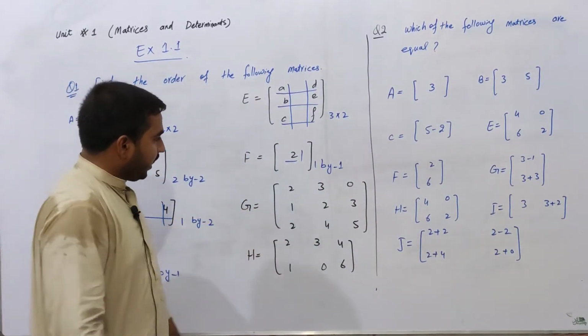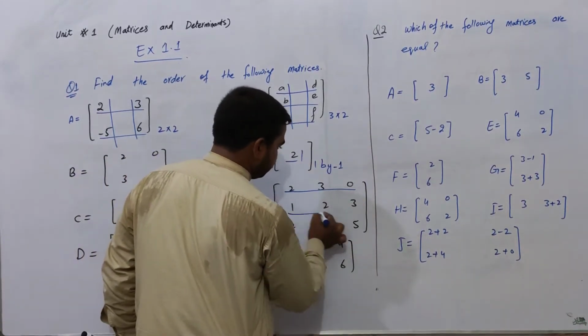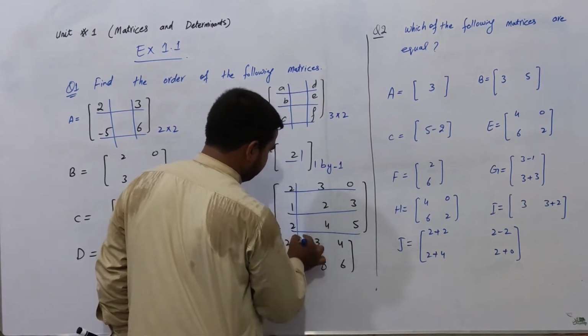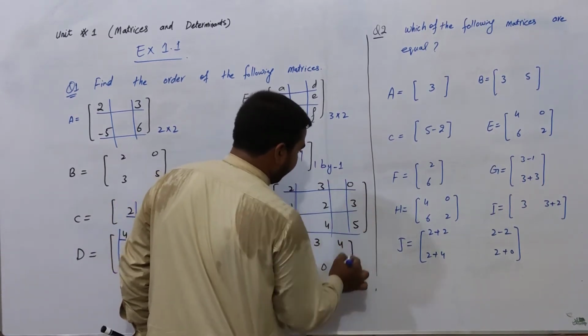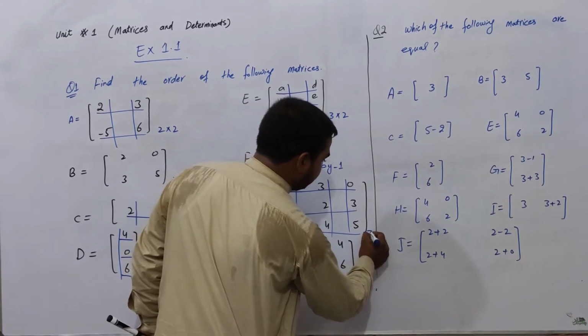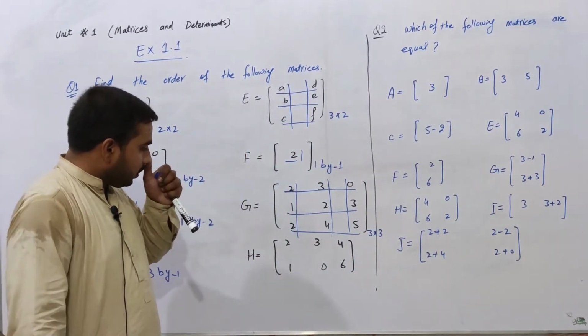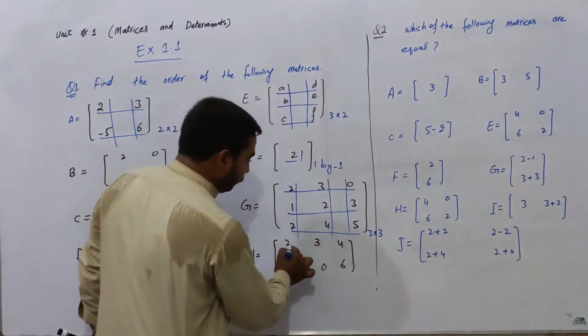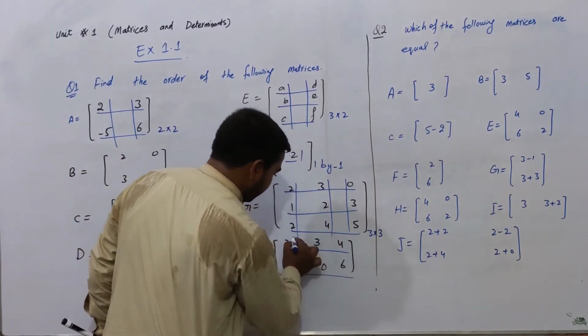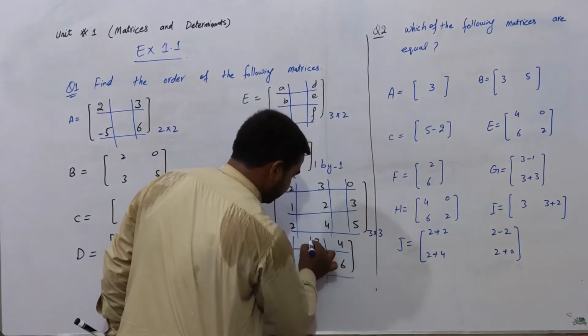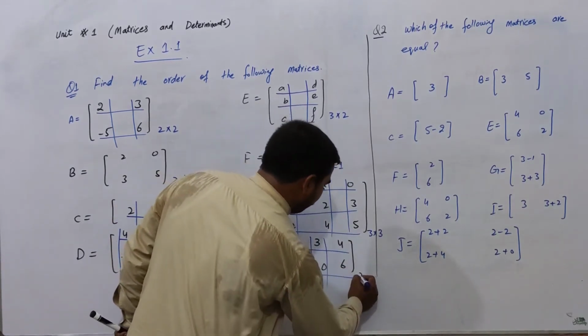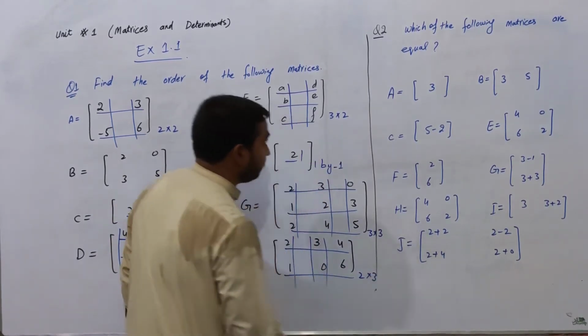In matrix G, having 3 rows and 3 columns, we write 3 by 3. In matrix H, having 2 rows and 3 columns, we write 2 by 3.